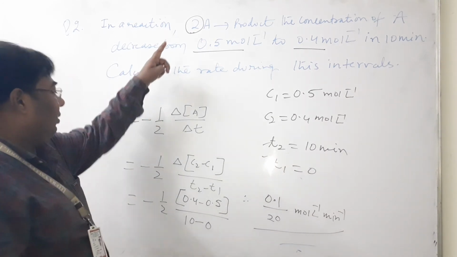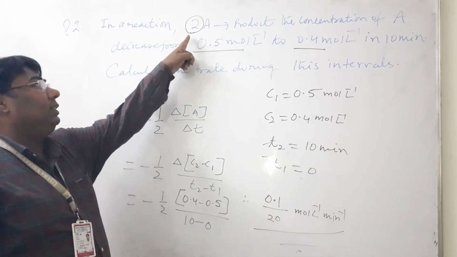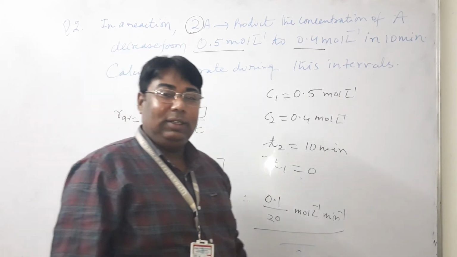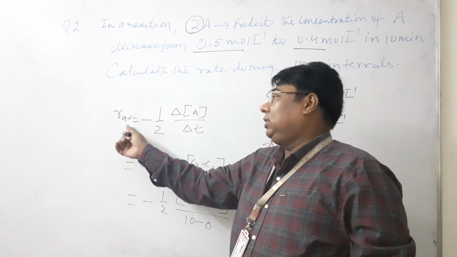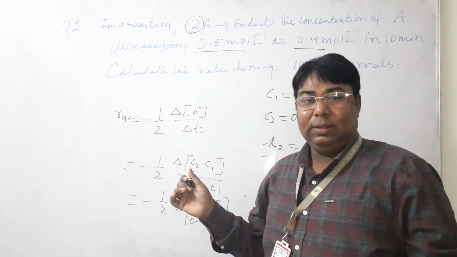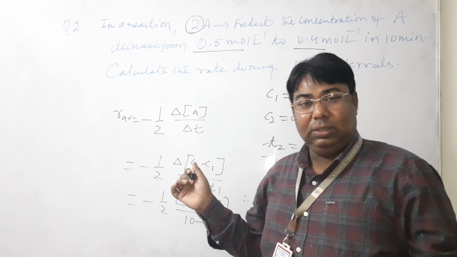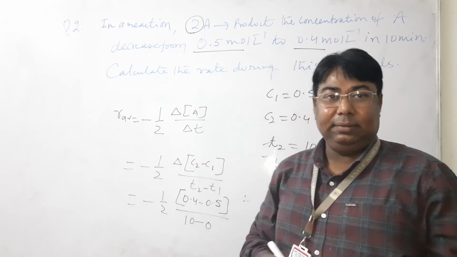Here we put 1 by 2 because a stoichiometric coefficient 2 is given. So we express the average reaction rate in this way. So it is another kind of question. Hoping that all of you understand.